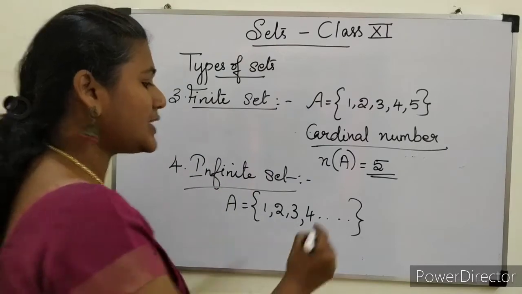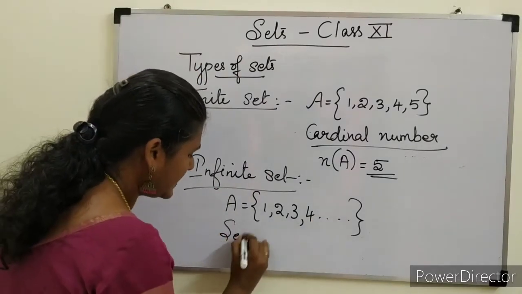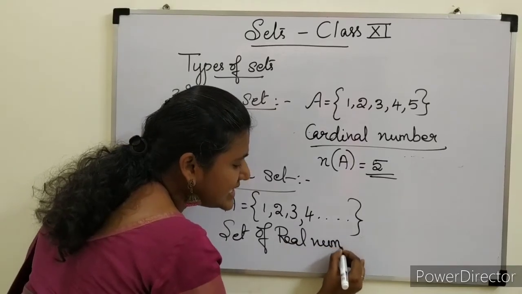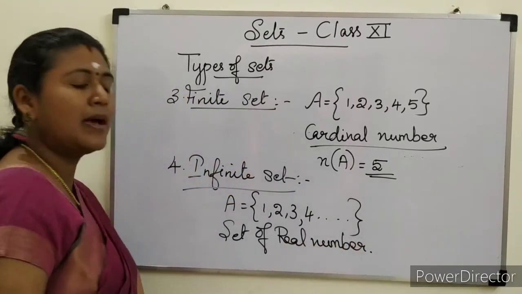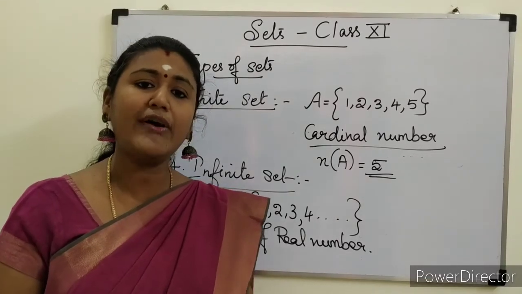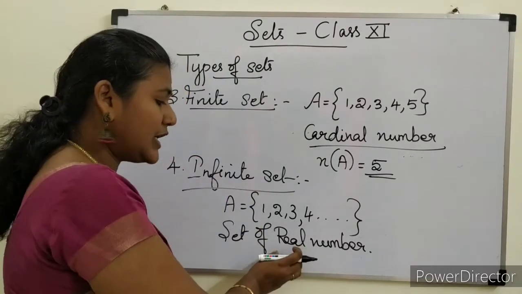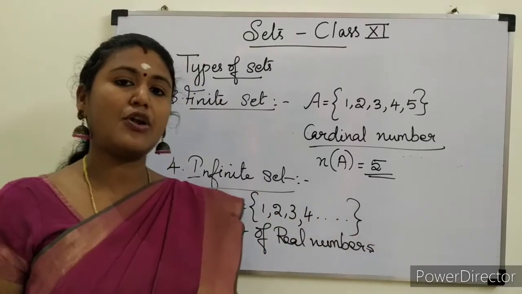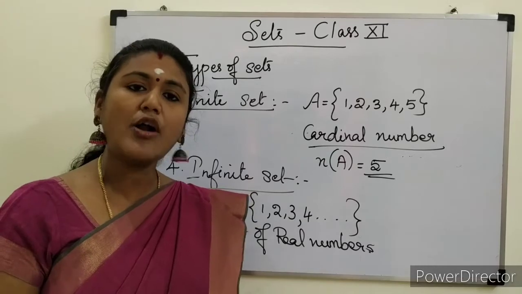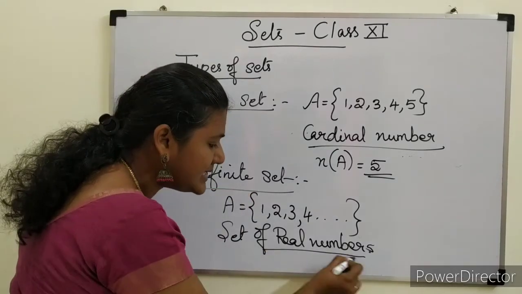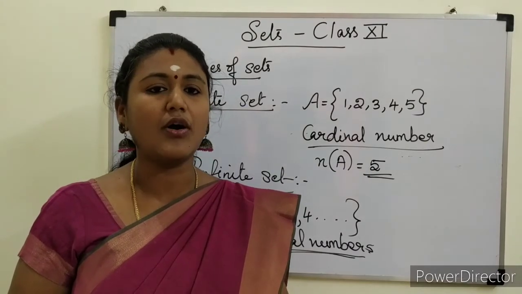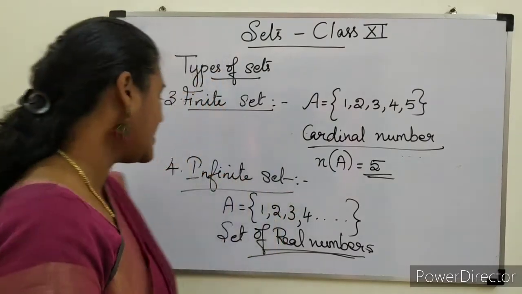For example, set of real numbers. We cannot represent this set in roster form because the elements of this set do not follow any pattern. You know that set of real numbers is the collection of rational numbers and irrational numbers. So it is not possible to represent this set in roster form because the elements do not follow any pattern over here.